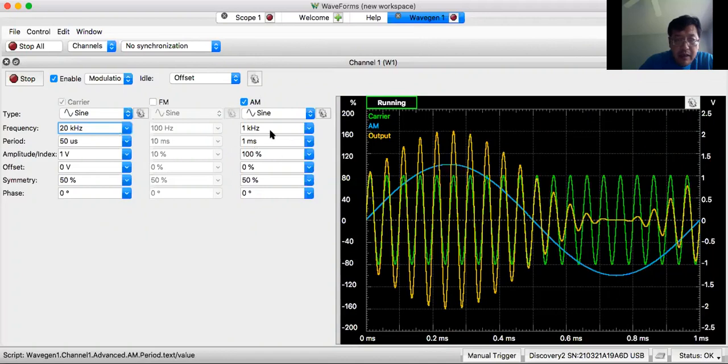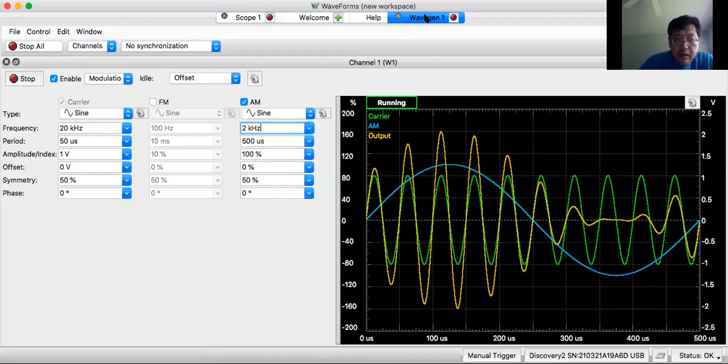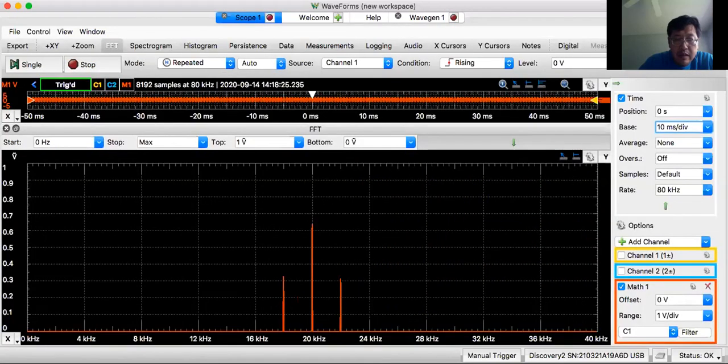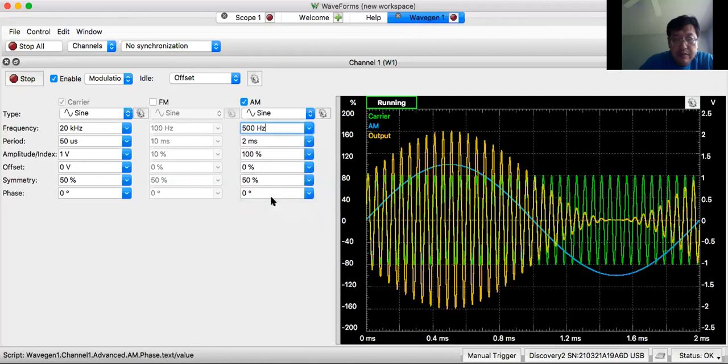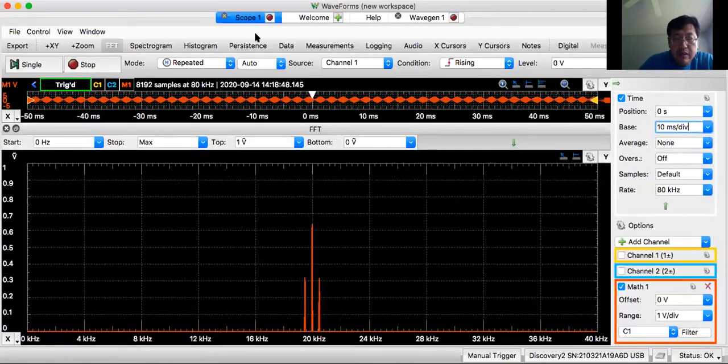So if I change my modulating signal to 2K, if you look at the spectrum, yeah, it's 2K now. Everything else is the same. The only change is the upper side band is now 22K. The lower side will be 18K. So I can change it again to 500 Hertz. If I change it to 500 Hertz, now it's getting closer and closer.